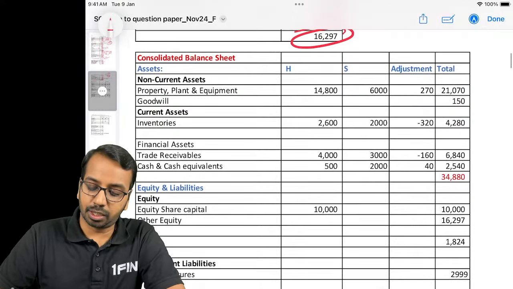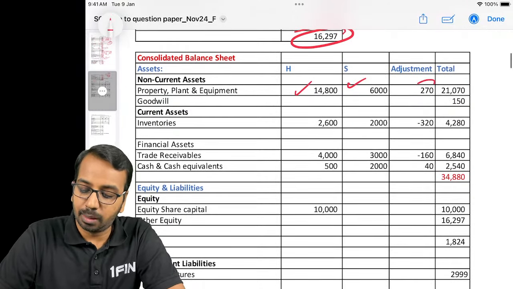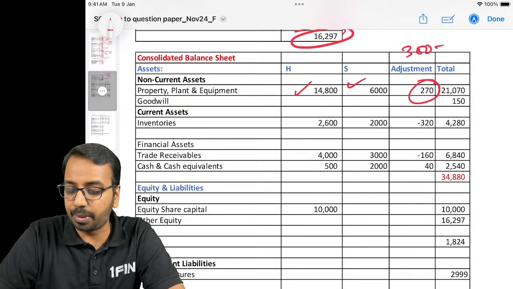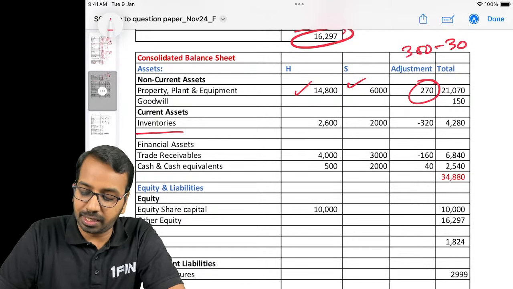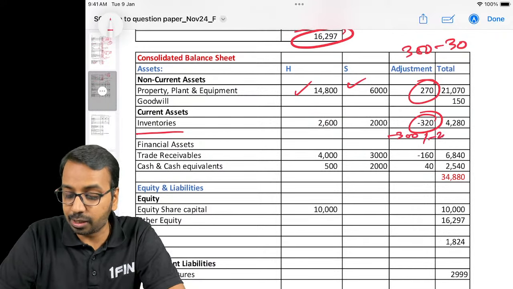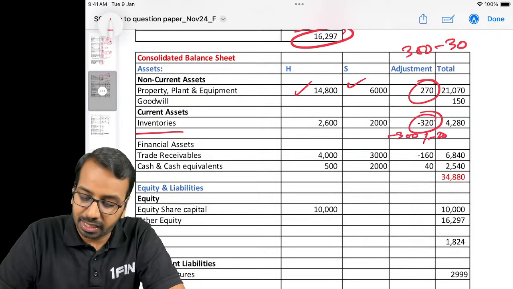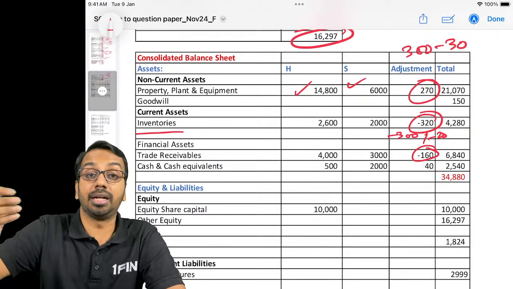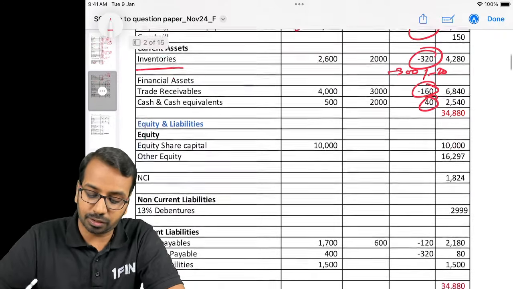Now, the consolidated balance sheet, very easy. Holding plus subsidiary plus adjustment. Here the adjustment is 300 minus 30. Inventories: 320 minus 300 of fair value adjustment and minus 20 of unrealized adjustment. Trade receivable 160, that is the intercompany balance, and 40 is your cash in transit.